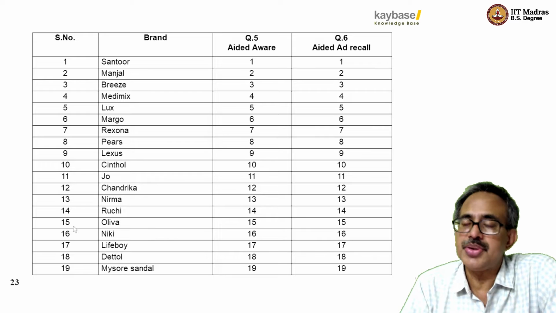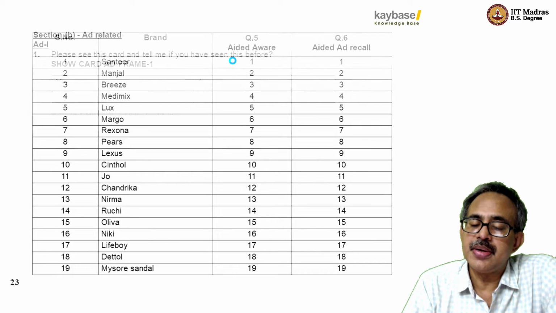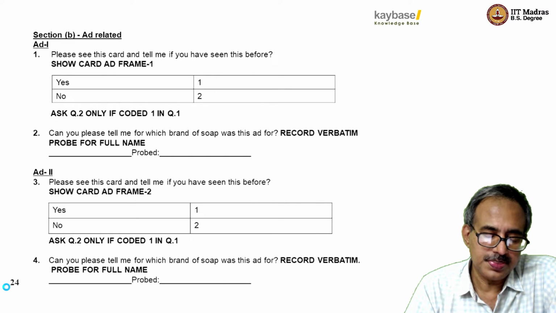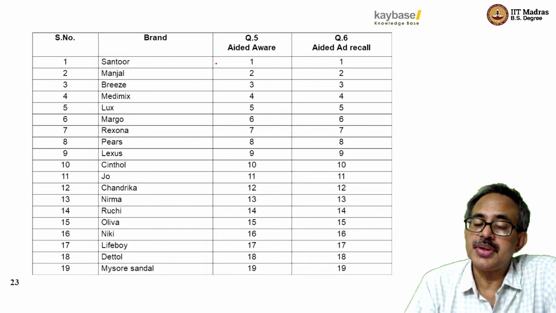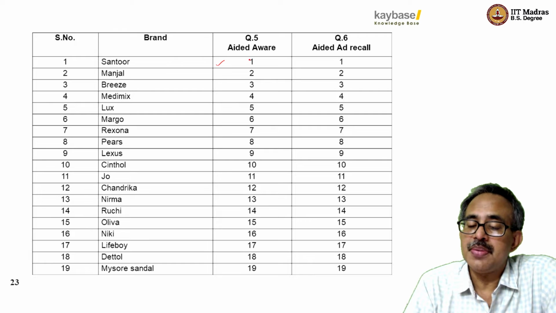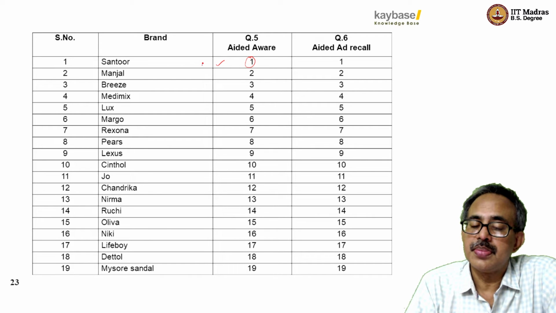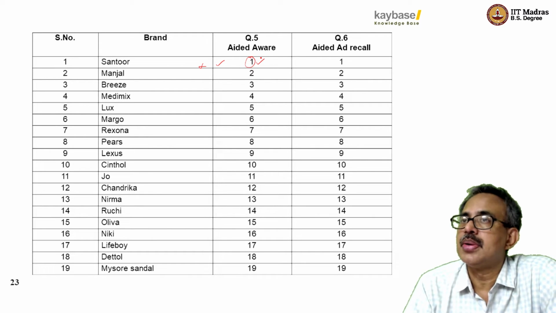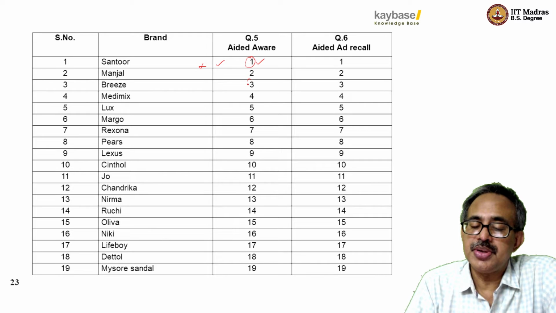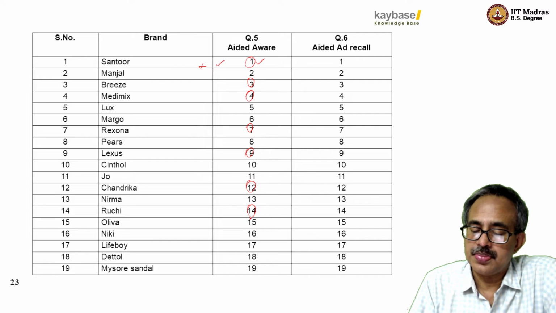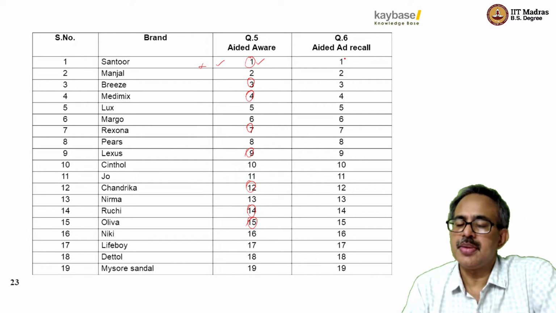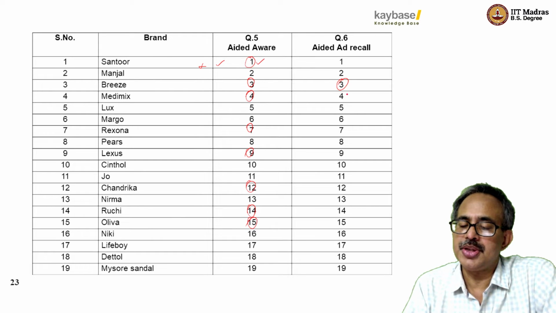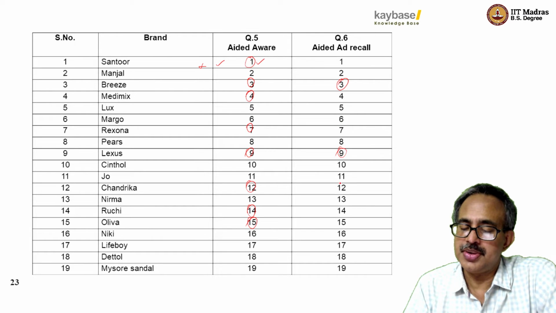So traditionally in market research, you don't put a tick. You have to circle. This is the correct way to do it. So I'm aware of these brands. You have to circle. This is just a market research convention. Likewise, I've seen ads for these brands. I've seen ads for this brand. I've seen ads for this brand.